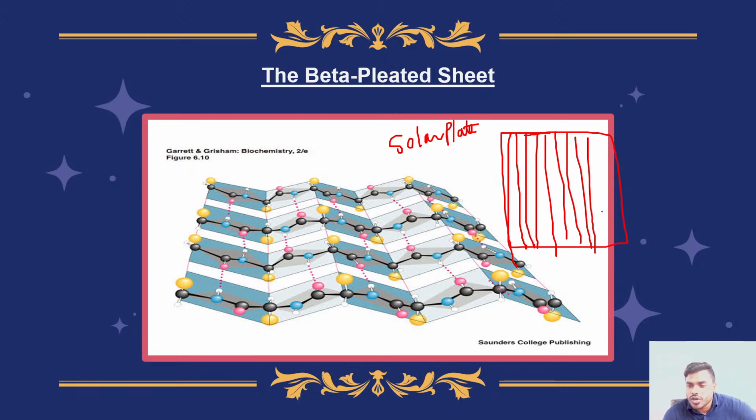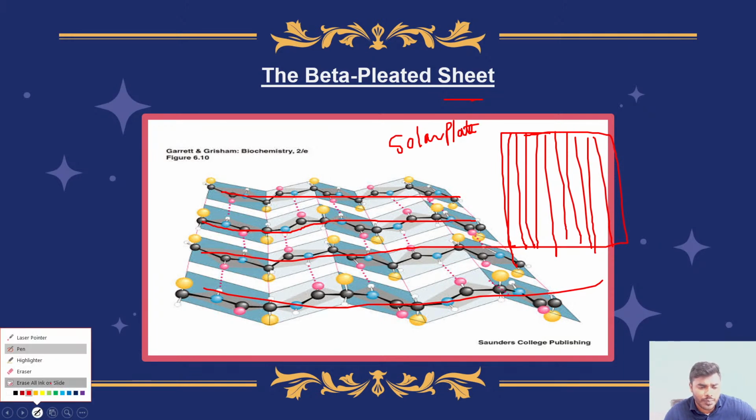Similarly, if you look into the beta pleated sheet, it contains a sheet. On the sheet, what are present, friends? You can see, right? There will be beta strands present. Don't get confused with that particular point.